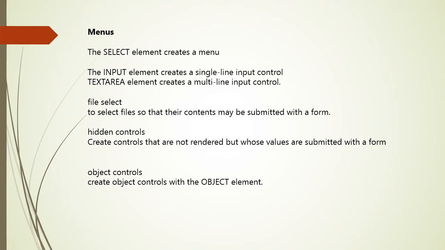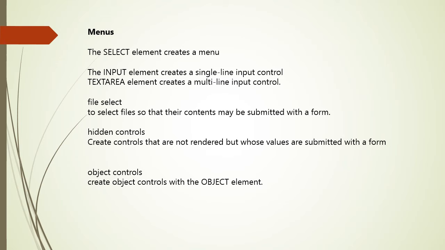Next is menus. Menus offer users options from which to choose. The select element creates the menu in combination with optgroup and option elements. Text input. You may create two types of controls that allow users to input text. The input element creates a single line input control and the textarea element creates multi-line input controls. In both cases, the input text becomes the control's current value.